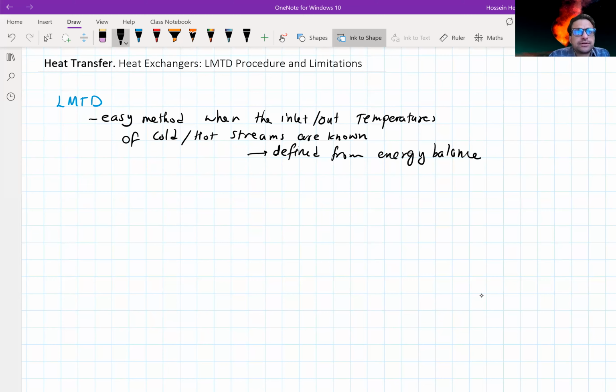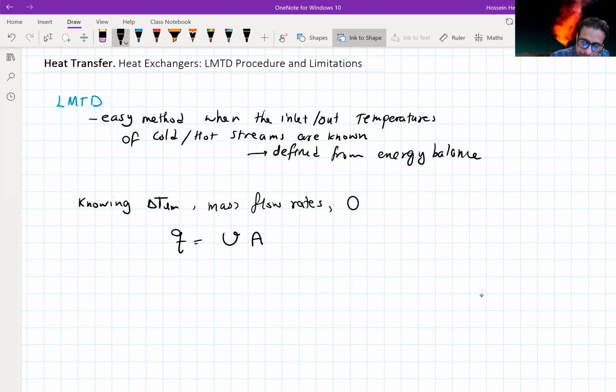So when we have that, then we can easily use this LMTD by knowing delta T LM, as we defined before, and the mass flow rates for the hot and cold streams, and the overall heat transfer coefficient U. Then we can determine the surface area by Q is U A delta T LM. So by knowing any of these parameters, we can get the other one.